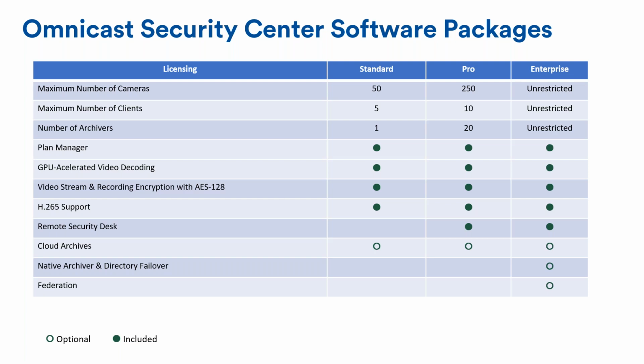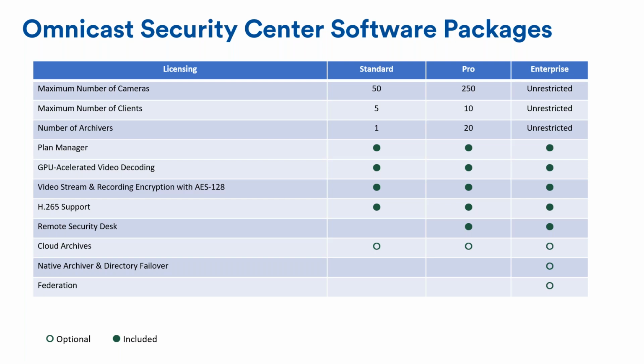Now, some of the common features that you have for all 3 packages are Plan Manager, GPU acceleration for video decoding, video stream and recording encryption, as well as H.265 support. What you will also notice on this table is that you have options for failover for directory and archiver, as well as federation. But these options are only supported if you're using an enterprise package.